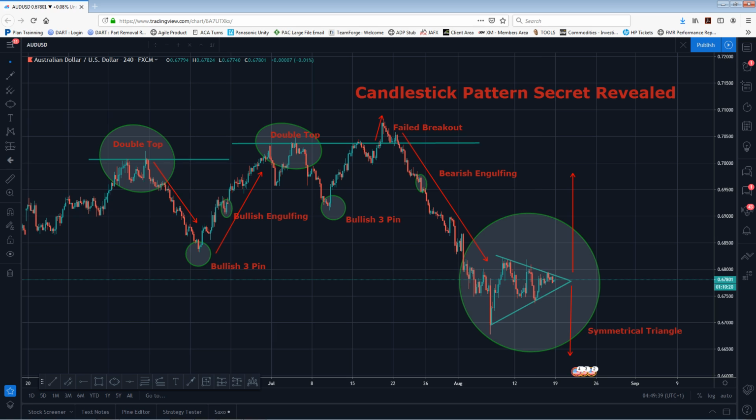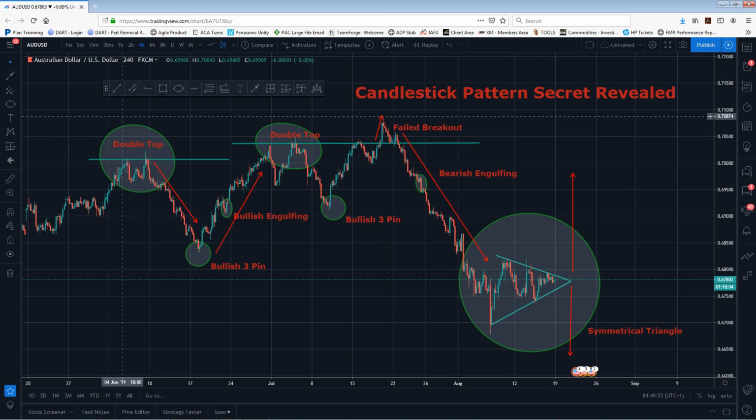Go to AUD USD, and I want you to go to the 4-hour time frame, and then use your little toolbar here, and you should have the trend line tool. You should have the ellipse tool, to draw these circles. All you do is do this. I want you to do this.